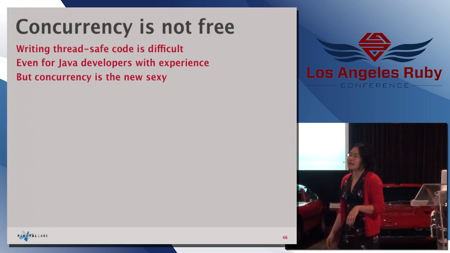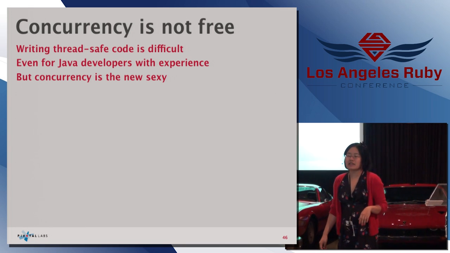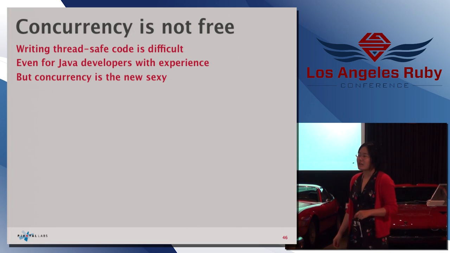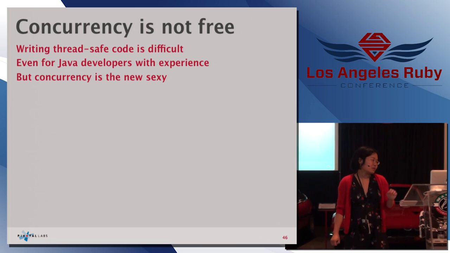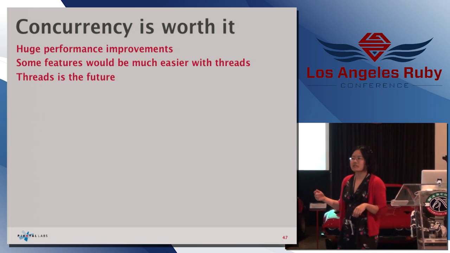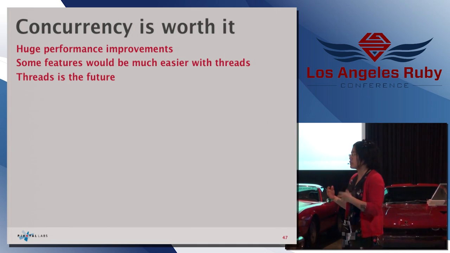This especially applies if you're looking for concurrency and thread safety in your own app. Writing thread safe code is difficult, but it's something that's really important as hardware limitations face us. So concurrency is worth it because concurrency offers huge performance improvements.